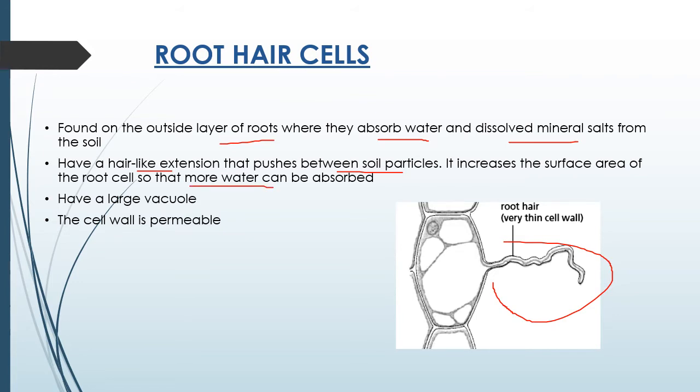Root cells have a large vacuole, and the large vacuole is for taking in more water to the plant. It increases the surface area for the absorption of water and dissolved mineral salts. The cell wall of the root cell is permeable, which means it allows water and dissolved mineral salts to be easily absorbed by the root cell so that it can be taken to the plant.